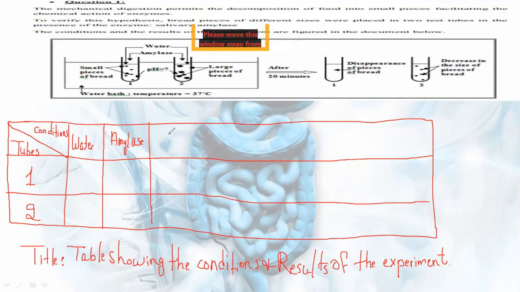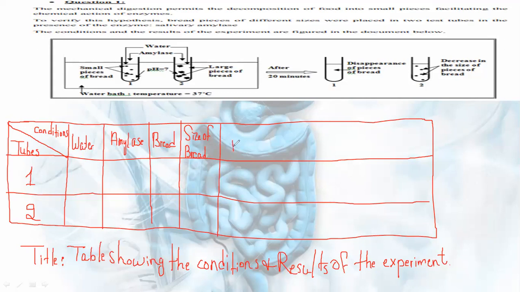Then we have the size of the piece of bread. Or let's say we have bread. We can add it like this. We have bread. I will add one box, in addition to the bread, size of the bread. Some of you are going to put it in one box, size of the bread, large piece and small piece. It's okay. It's correct 100%. Size of the bread. Then we move to the pH. And then I have temperature.